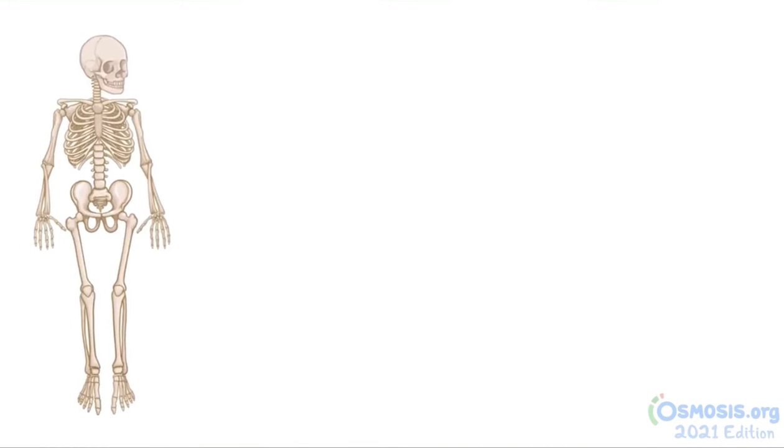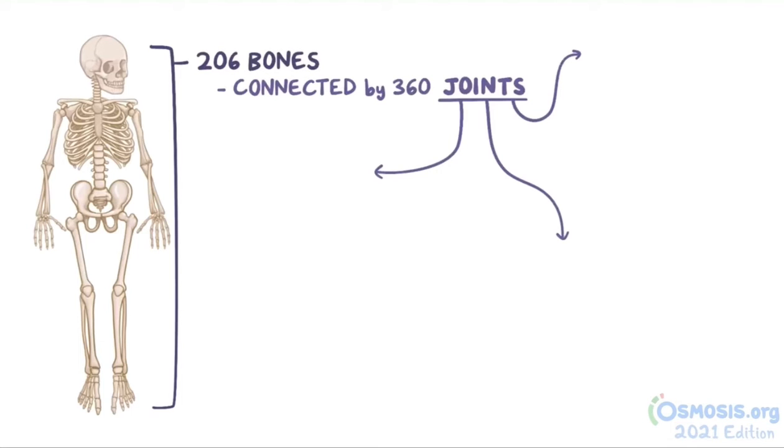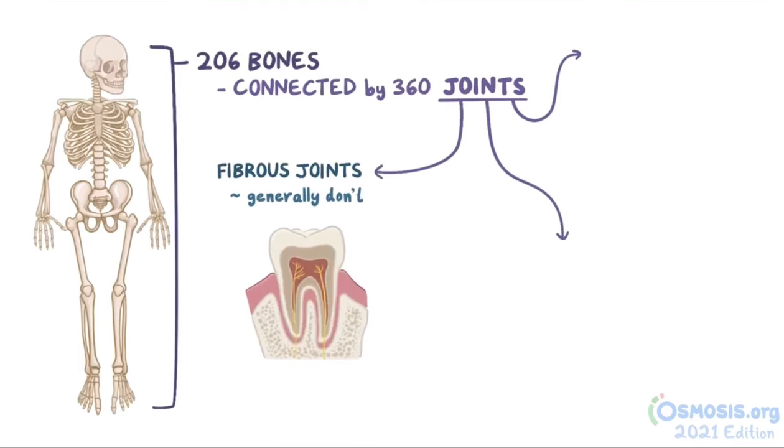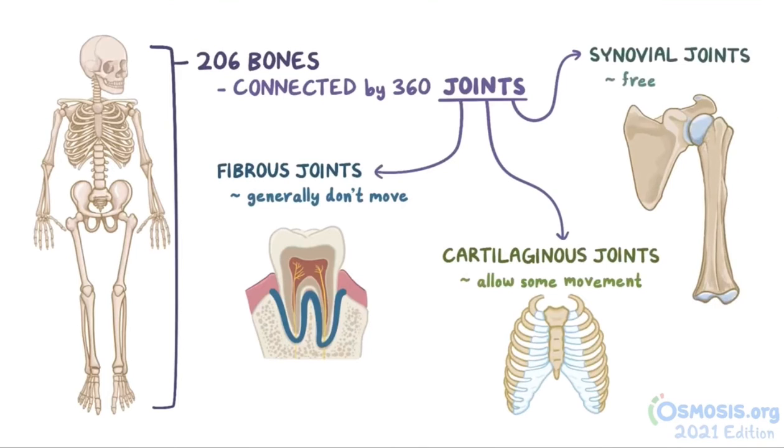Your body is made of around 206 bones, which are connected together by about 360 joints. These joints can be classified into three main groups, based on their structure and how they move. Fibrous joints, which generally don't move at all, cartilaginous joints, which allow some movement, and synovial joints, which are freely movable.